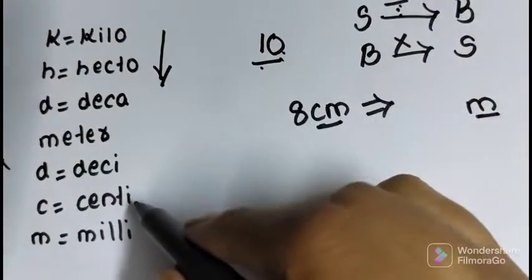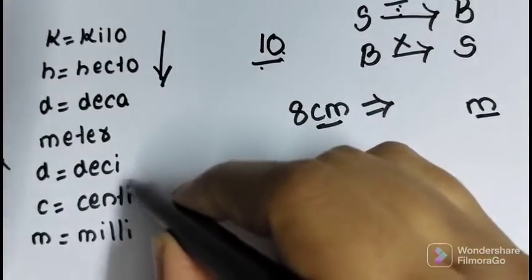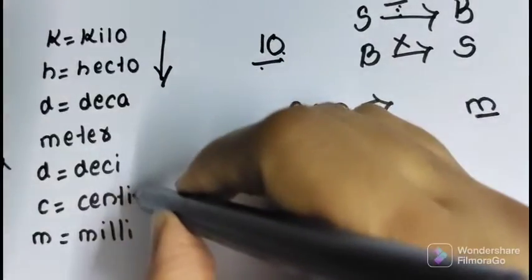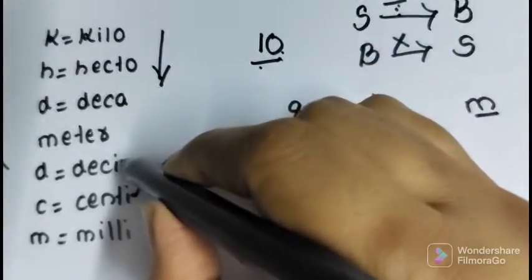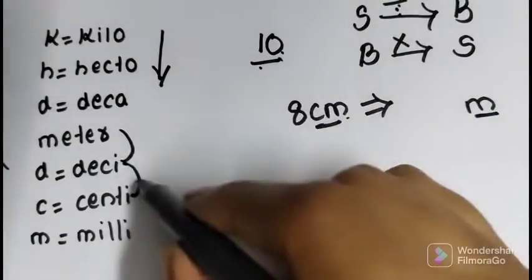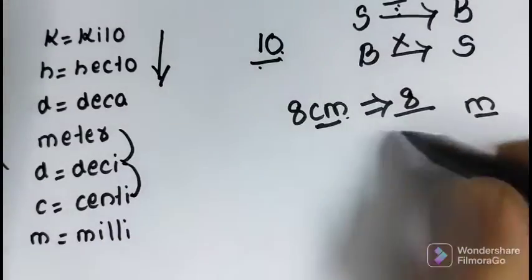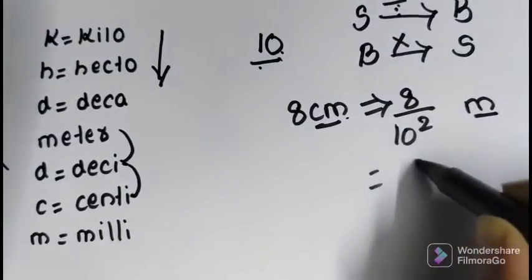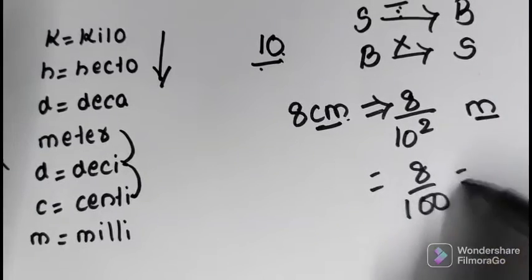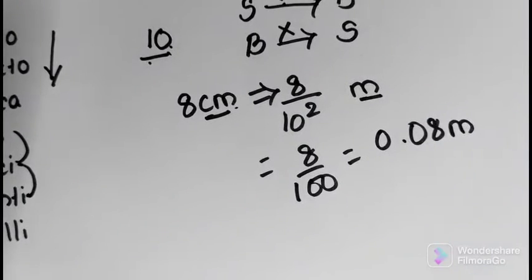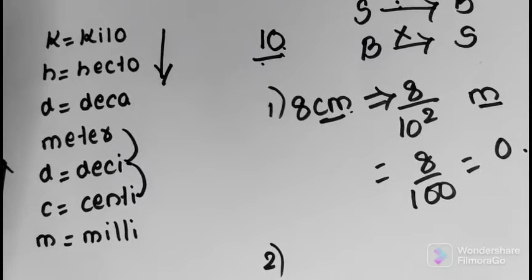See, centimeter is here, right? Between each unit you will have a 10. So for centimeter to meter, from here to here I have to divide by 10, and again from here to here I have to divide by 10, so 2 times 10. So I am going to divide 8 by 10 squared, that is nothing but 8 by 100, isn't it? So the answer will be 0.08 meter.